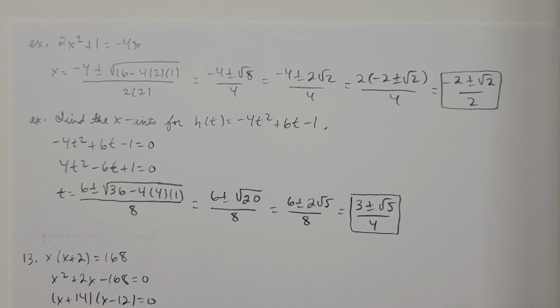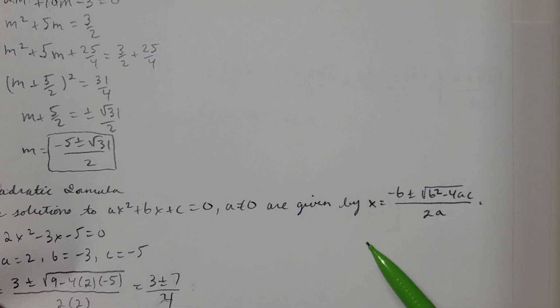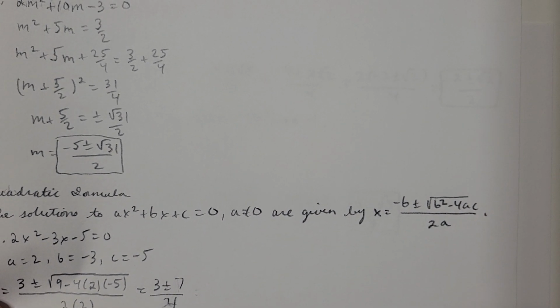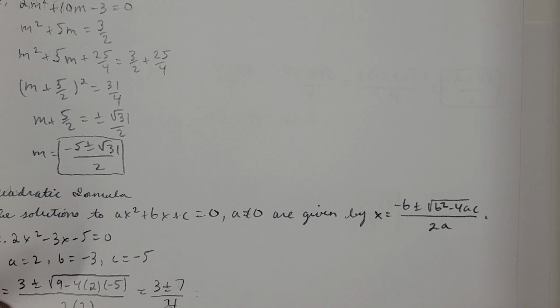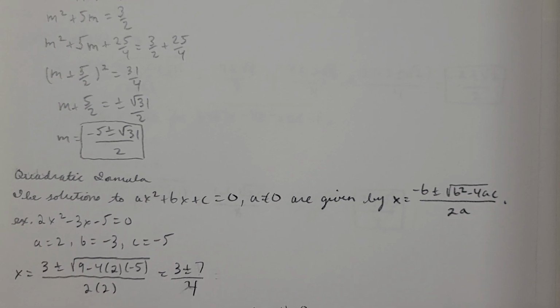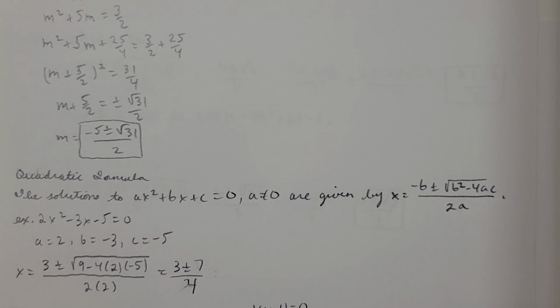Now, why is that? Well, let me ask you this. Here's the quadratic formula: x equals the opposite of b plus or minus the square root of b squared minus 4ac all over 2a. Where did that come from? Somebody had to think of that, right? So where did that formula come from? It didn't come out of nowhere.